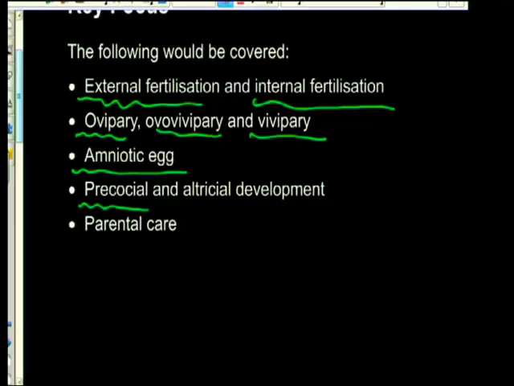Once the egg hatches or the young are given birth to, we look at the development. Is it precocial or altricial? And what degree of parental care do these young receive from their parents? This is basically it. As you can see, guys, most of this you would have covered already in primary school. It's just that here now we're going into more detail of the actual processes and the advantages and disadvantages to the organisms.